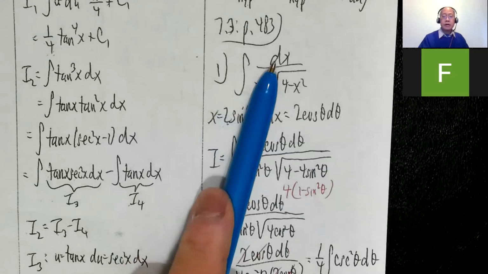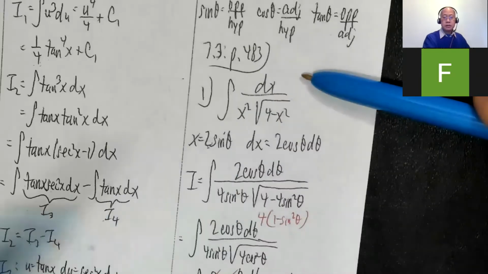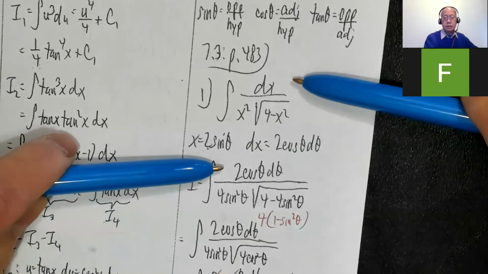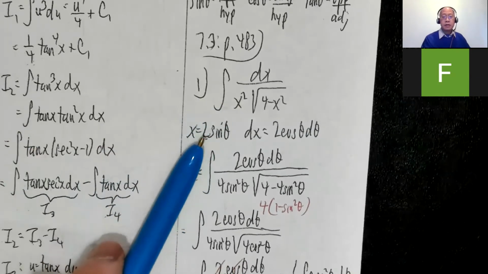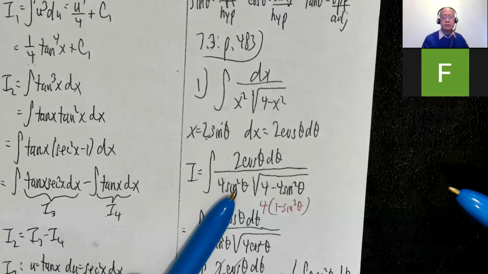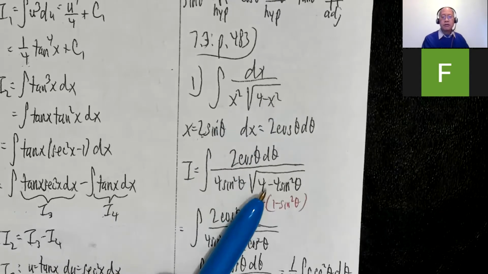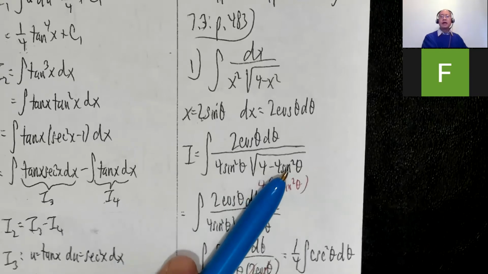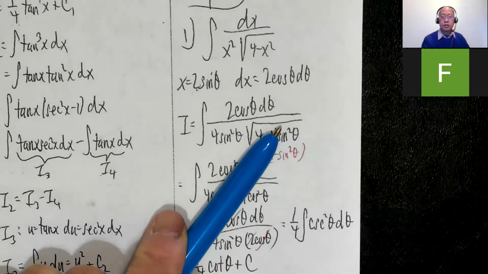Okay, so right here is my dx. I put 2 cosine theta d theta. So that becomes that. X squared is this thing squared, 4 sine squared theta. 4 minus x squared, so 4 minus 4 sine squared theta. And believe it or not, this turns out to get rid of the square root. You end up with a trig integral.